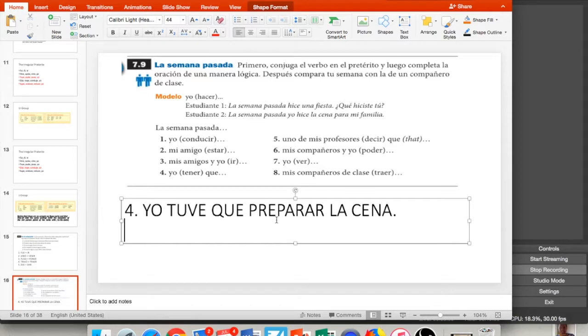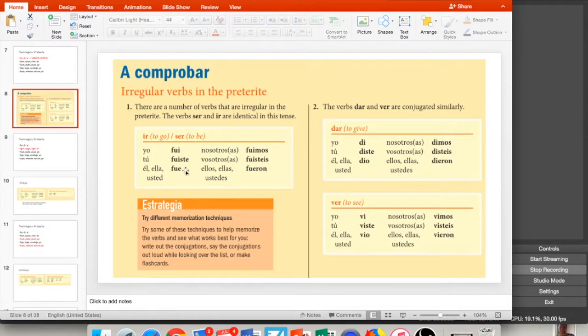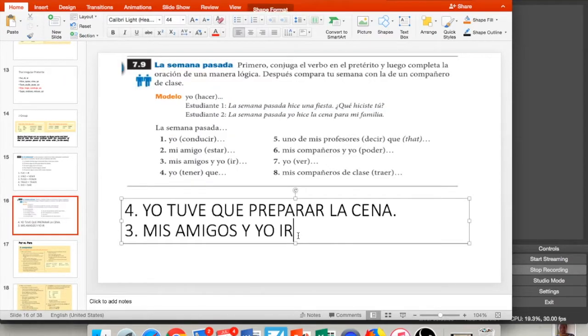Check out another one. Number three, it says, mis amigos y yo ir. My friends and I ir. We to go. So think back to ir, our very first conjugation where we had fui, fuiste, fue, fuimos, fuisteis, and fueron. Well, for my friends and I, which one of these conjugations would I use? Hopefully you're saying fuimos, because we went, nosotros fuimos. So mis amigos y yo, ir changes to fuimos, we went a la playa, we went to the beach, fuimos a la playa.